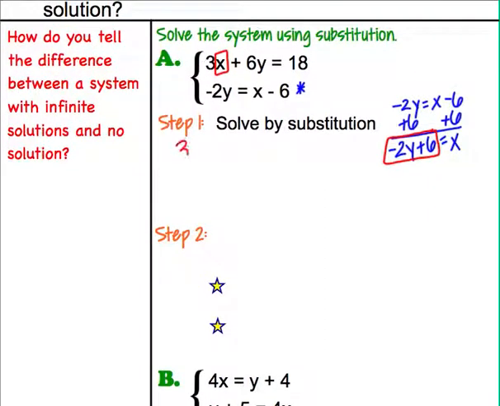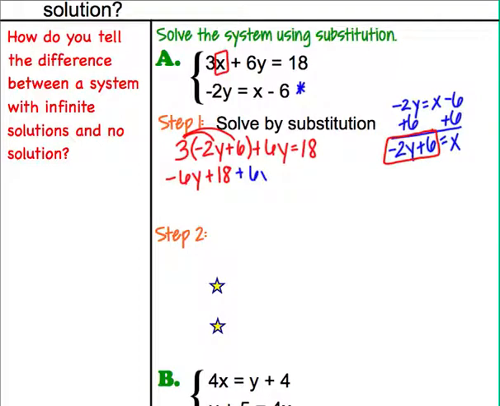And so then we have 3 times x, which is negative 2y plus 6, plus 6y equal to 18. And I'm going to distribute. So I get negative 6y plus 18 plus 6y equal to 18. Oops, sorry, not equal to. And when I see here I got negative 6y plus 6y, those cancel each other out, leaving me with 18 equal to 18. Now you're going, crap, what do I do now?